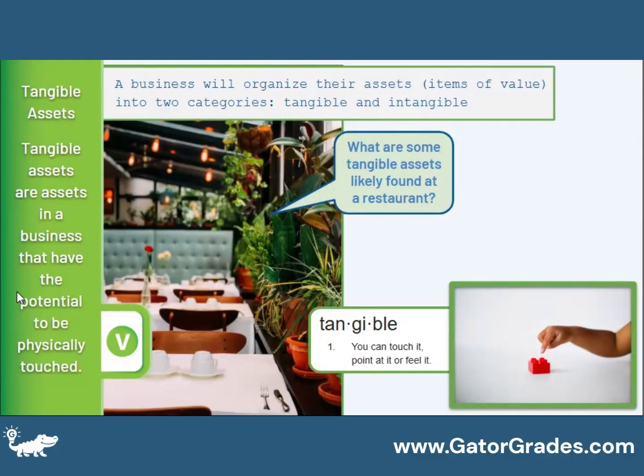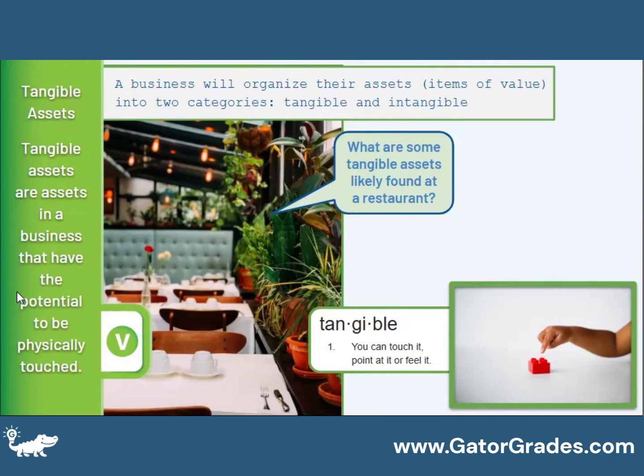Tangible assets in a restaurant may include the tables, since they are something you can touch and the business can potentially sell for cash. What about the chair? Can you touch the chair? Can a chair potentially be sold for cash? Yes. So the chairs are another tangible asset.